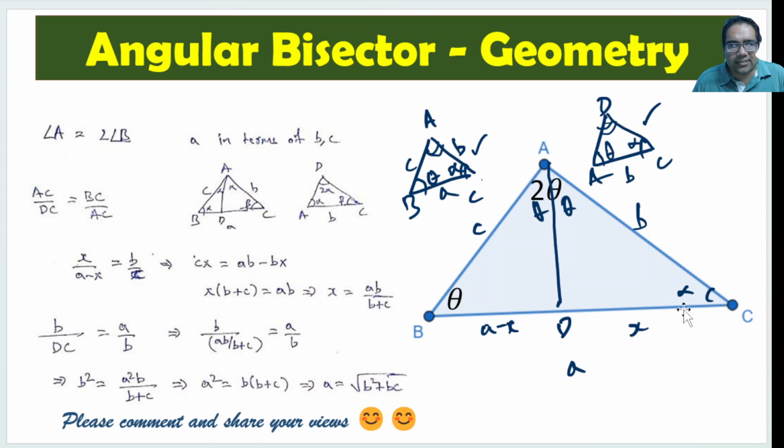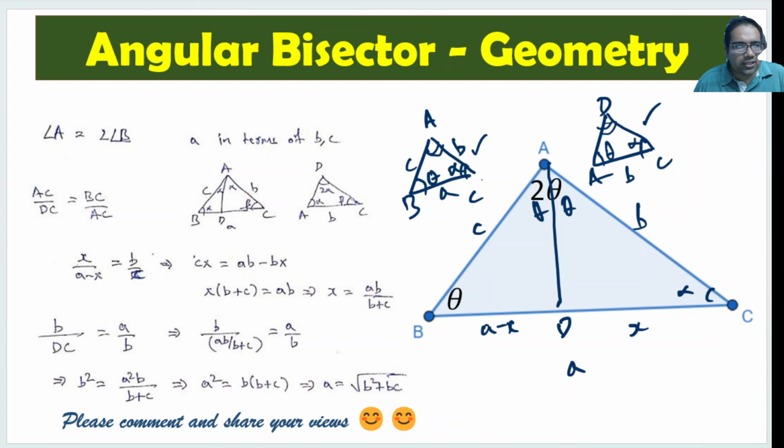What is X? X is nothing but DC. Let's substitute this DC, AB by B plus C, in this equation. So B by AB by B plus C equals A by B, which is nothing but B square equals A into AB by B plus C, which is A square B by B plus C. This B will cancel here. Then we'll be left with A square equals B times B plus C, which is A equals under root B times B plus C, which is B square plus BC.